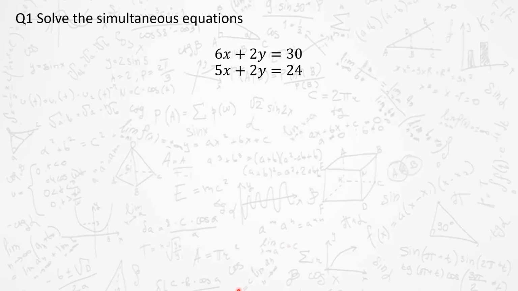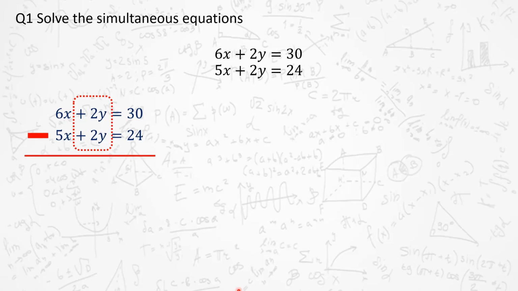Question 1. Solve the simultaneous equations. We have 6x plus 2y equals 30 and 5x plus 2y equals 24. Put the two equations side by side. The y terms are exactly the same with the same sign, plus 2. Therefore, to eliminate y, I would need to use minus. So I will need to use the top equation minus the second equation.